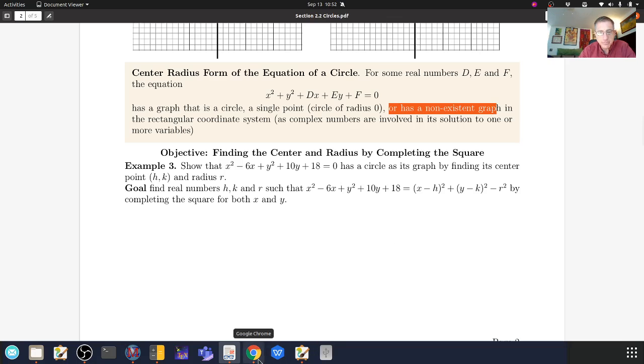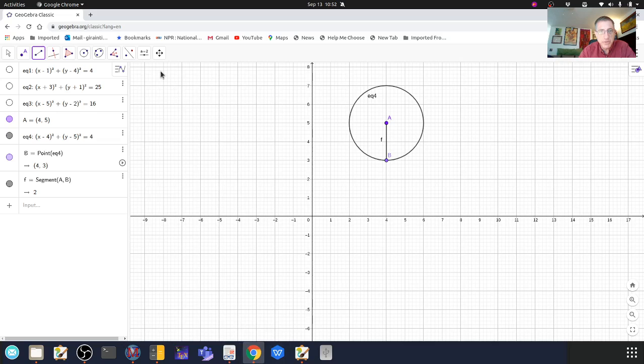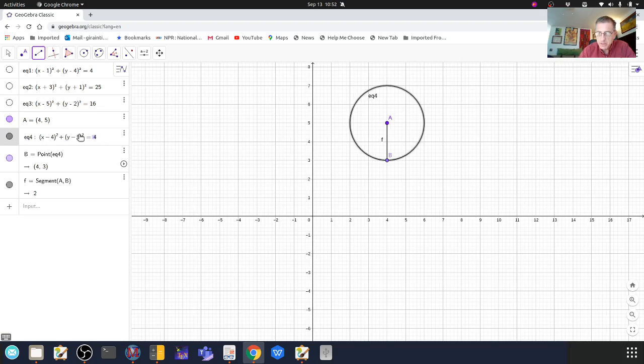So let's think about this. Let me actually go over to GeoGebra. Here is a circle, and here's the equation for my circle right here. This is equation 4, and it's x minus 4 squared plus y minus 5 squared, so h and k is 4 and 5, and it's equal to 2 squared, which is 4, so the radius is 2. So what would happen if I changed the radius to 0? As it turns out, the radius is 0, and the circle shrinks to a single point.